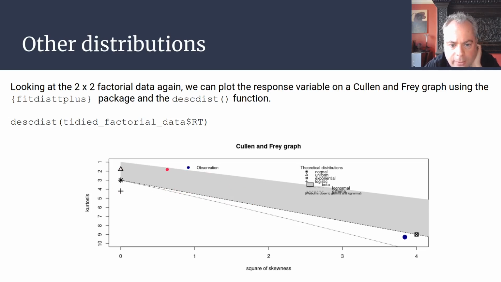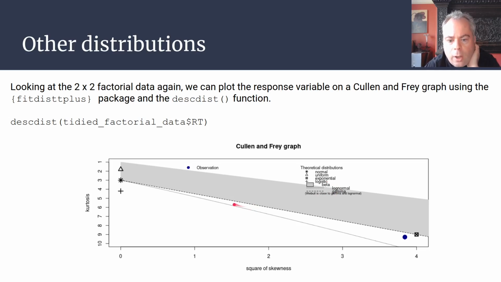So anything in this grey area here follows what's known as a beta distribution. The normal distribution is indicated by this asterisk here. The uniform or flat distribution by this little triangle here. Logistic distribution is about here. And then we've got log normal and gamma distributions indicated by these lines.